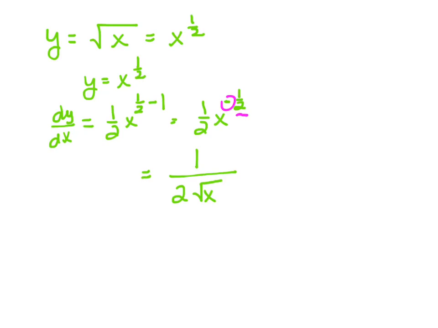Let's look at another example like this one. Let's consider this function. F of x is equal to 2 times the 5th root of x cubed. So I see that I have a root in my function. Roots can be rewritten as fraction powers.